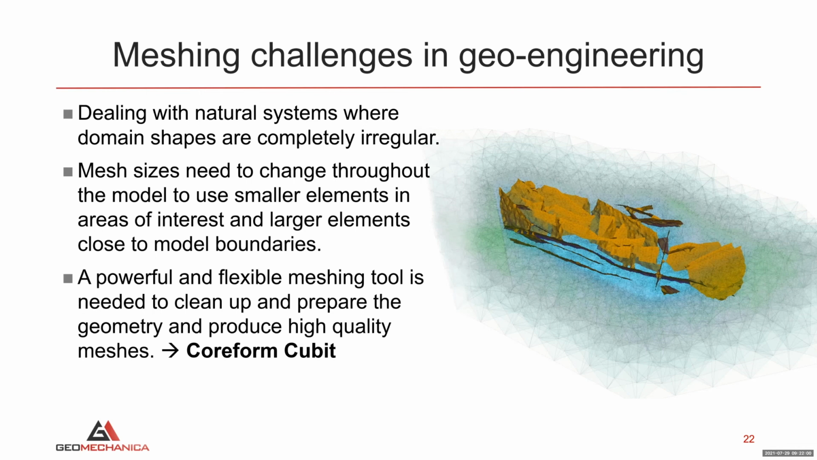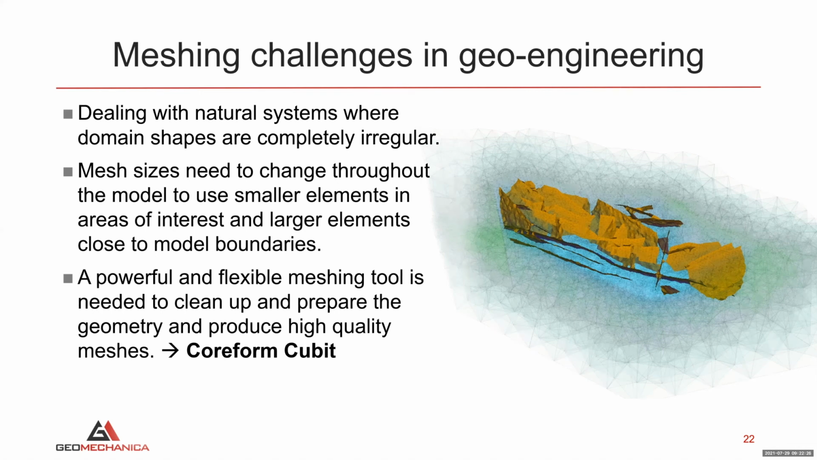Mesh sizes also need to change throughout the model to use smaller elements in the areas of interest where you expect to see deformations, fracturing, fluid flow, and so on. And then you use larger elements as you go closer to model boundaries, because you have to move away from the area of interest so that you don't have boundary artifacts changing your results.